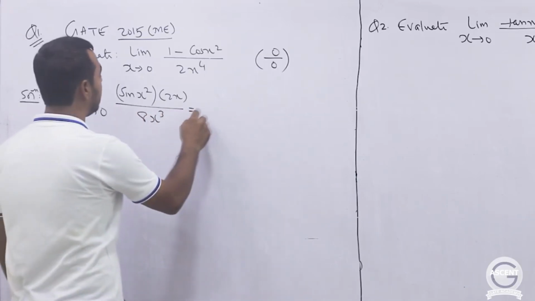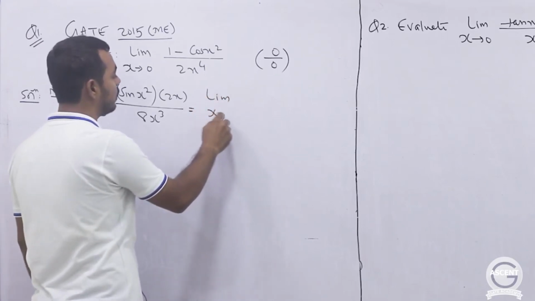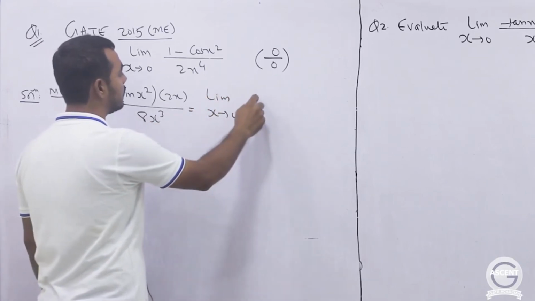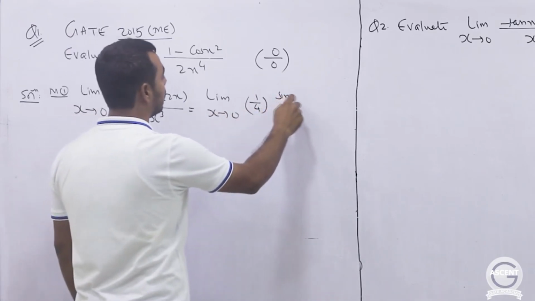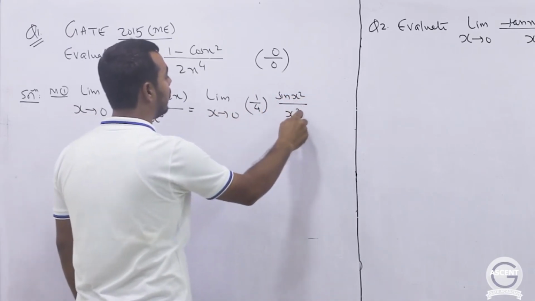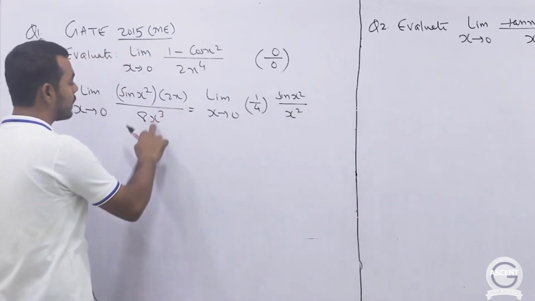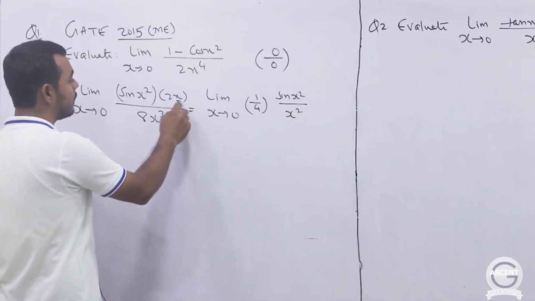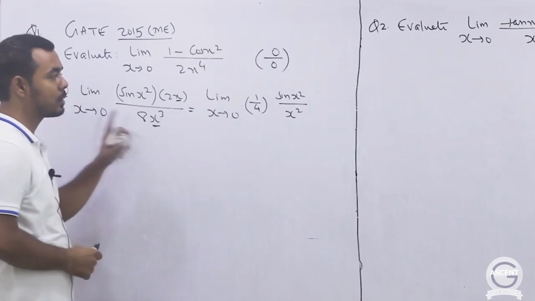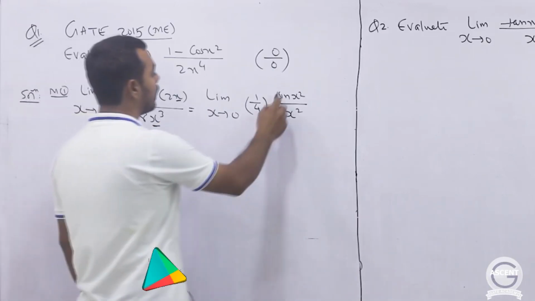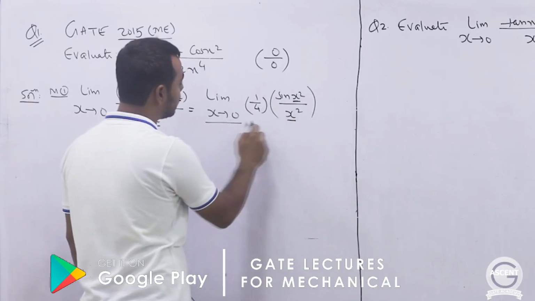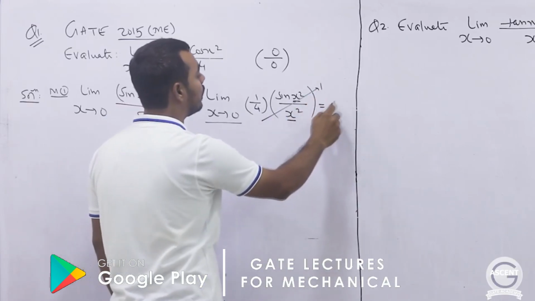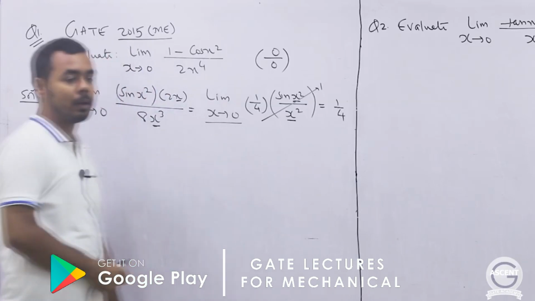Now as you can see, we can write this as limit x tending to 0, 2 by 8, which will give us 1 by 4. Here you can write this as sin x square by x square. One x and x will cancel. If you cancel this x and x cube, then you will get x square here. So this sin x square by x square, when x is approaching 0, will be 1. So finally you will get 1 by 4.